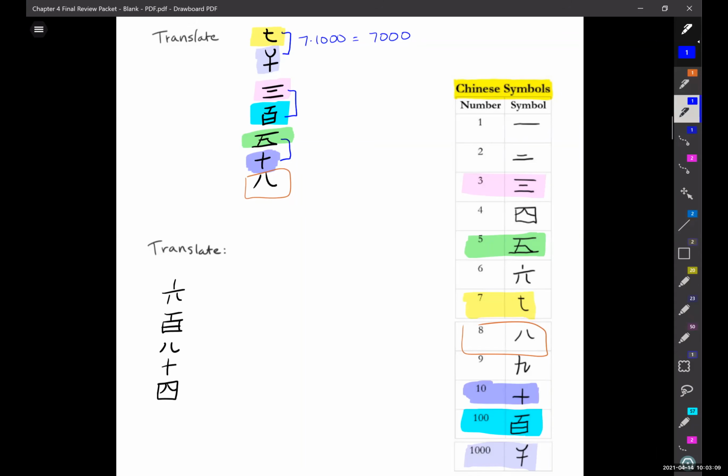So next we have 3 times 100. So this next pair represents the number 300. And then we have the symbol 5 times 10, which represents the idea of 50. And then finally, we just have 8 as a straggler. That's implied to be times 1. So adding these all together, we should get 7,358.